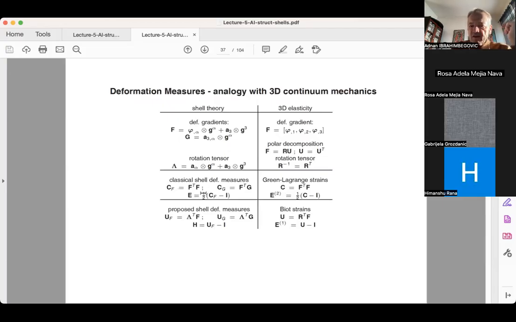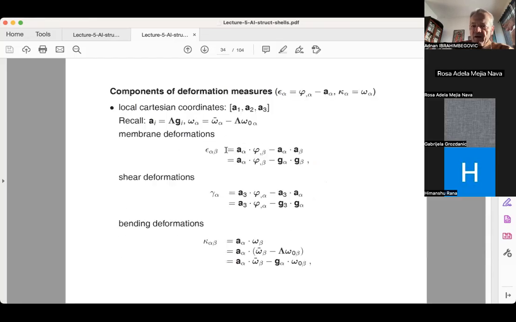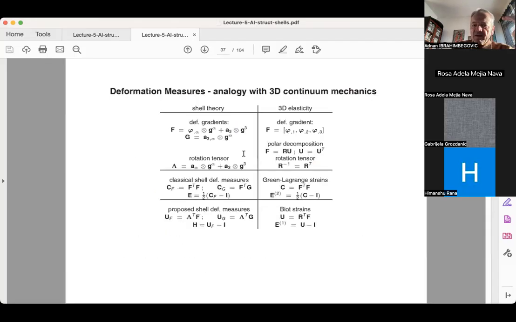We are actually using a proposed shell theory that is done with the proper type of lambda transpose times F, whereas these guys are doing this deformation gradient type of thing, where these vectors are phi comma alpha, as opposed to these vectors being A alpha. So this is not the same type of strain measure.